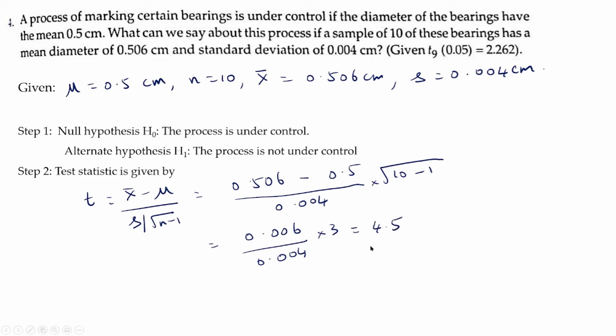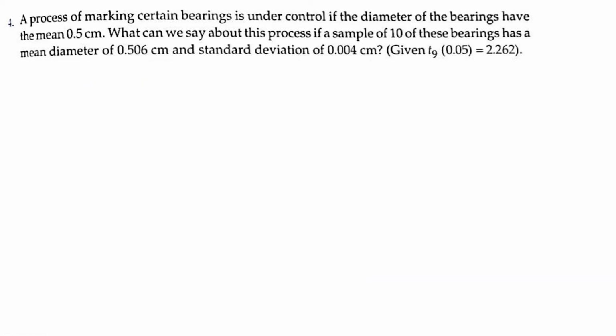Now here we can see that the calculated value T is 4.5. This is greater than the tabulated value of T, which is 2.262. Now 4.5 greater than 2.262. Now let us write the third step. Step 3, mod T is greater than the tabulated value.